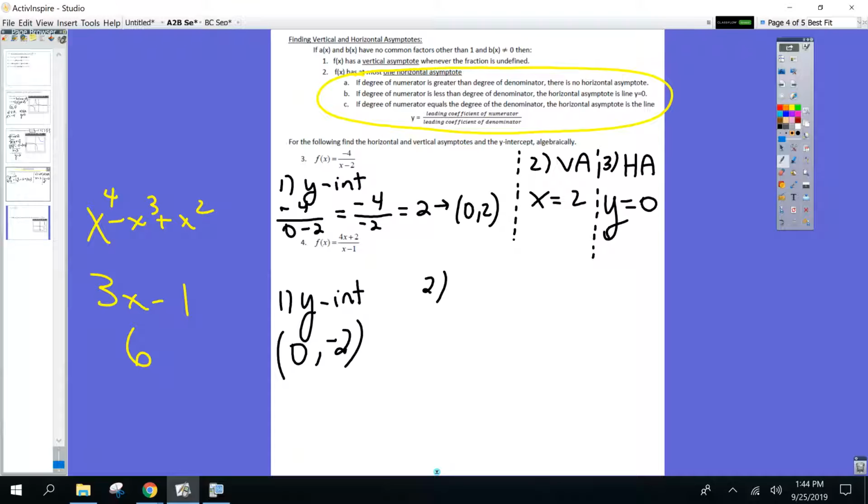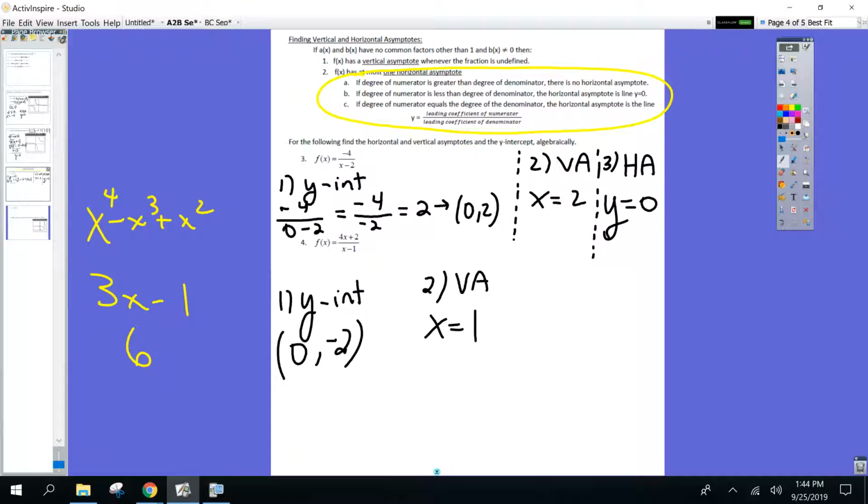Now, vertical asymptote. Vertical asymptote is related to the domain. How do I find the domain? What makes it undefined? In this case, x equals 1. That should be the easiest of them.